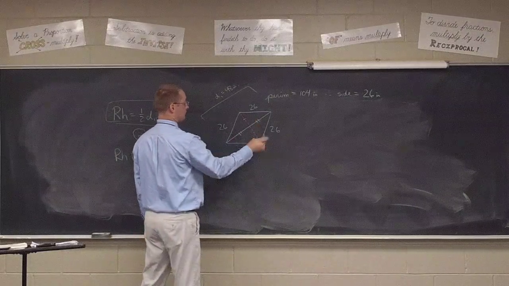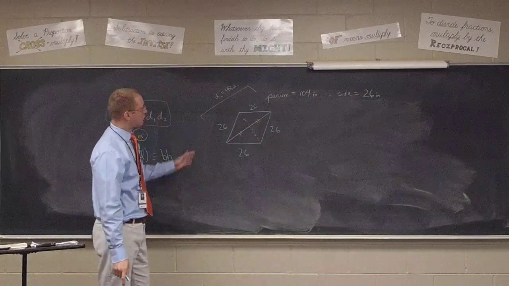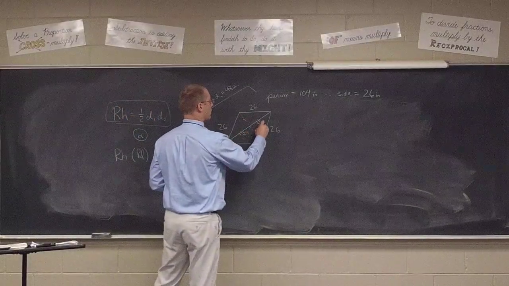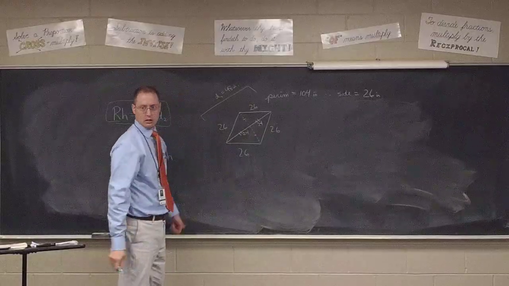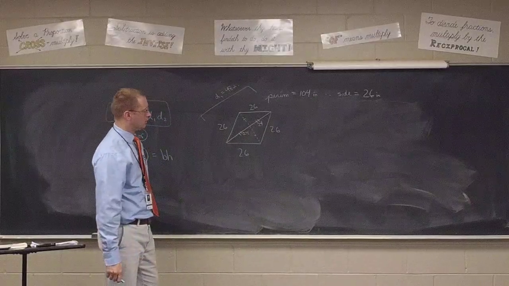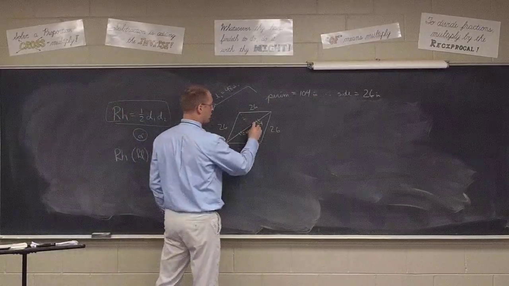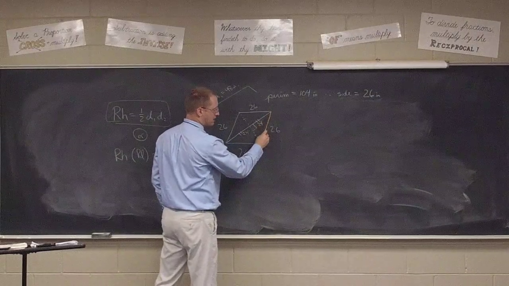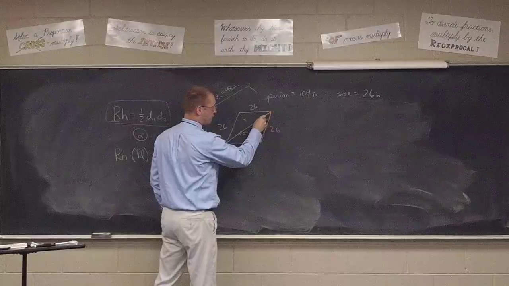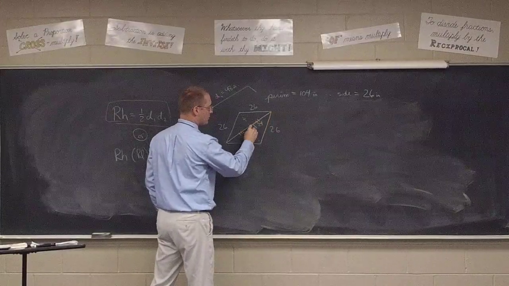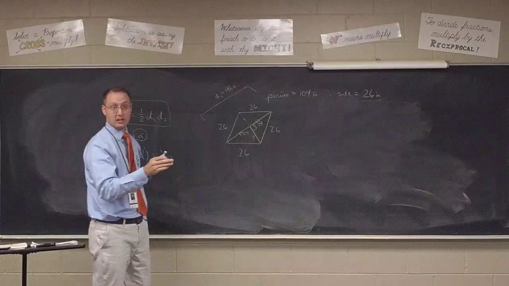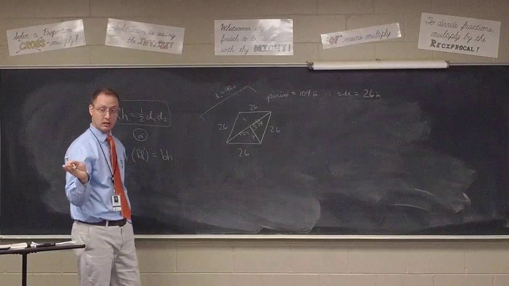Equal. They bisect each other, right? So if the whole thing's 48, thoughts? 24 and 24. Other thoughts? Pythagorean theorem. They're perpendicular to each other. So if I know I've got a side of 26 and a side of 24, I could use the Pythagorean theorem to find that little piece. Find it, call it out when you've got it.